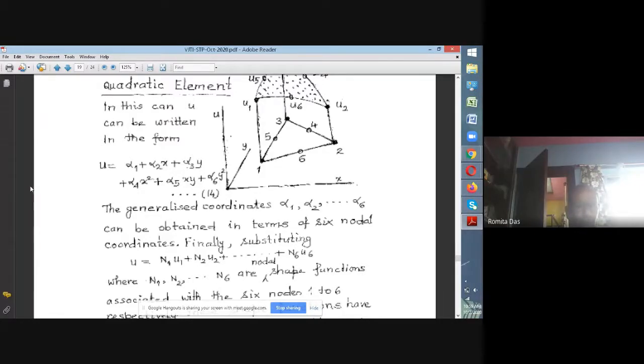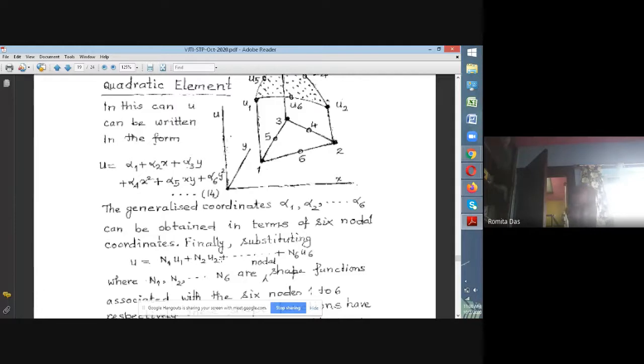Once you take the derivative of u with respect to x, you are going to get certainly 2 alpha 4 x, and then alpha 5 into y, and the rest of the things will be as before. Therefore, a quadratic polynomial gives a strain variation which is one order less, a linear variation. Similarly, if you take the derivative of u with respect to y, it is going to have linear variation in y. So when you take the field variation quadratic, your strain variation is going to be linear.